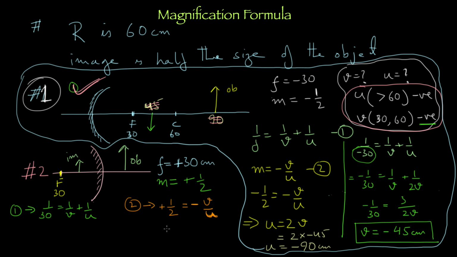Now you have to replace your V and U with whichever is convenient. So what will you do? Tell me, what do we get from here? So U is equals to minus 2V, right? U is equal to minus 2V, right? So we replace it over here, right? So what do we get? So 1 by 30 is equals to 1 by V minus 1 by 2V. Which is how much? Taking LCM of 2V.